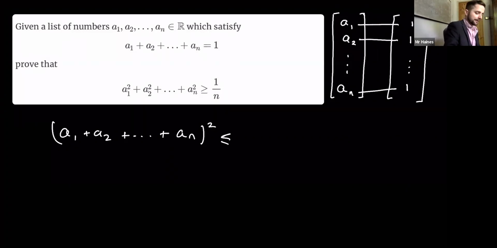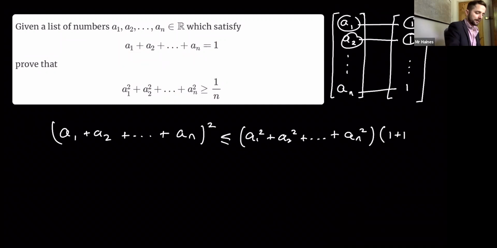And on the right side, I get A1 squared, A2 squared, and so on, all the way down to AN squared. And I also get 1 squared, which is just 1 squared again, and all the way down. And what you have to think is, how many 1s are there? So somebody bash in the chat if you can see. Yes, there are n many, exactly. There are n many 1s there.